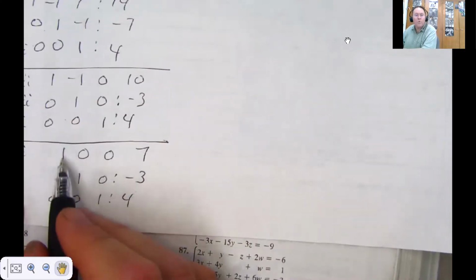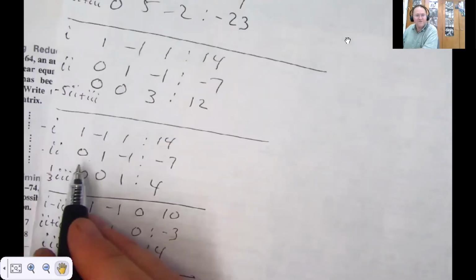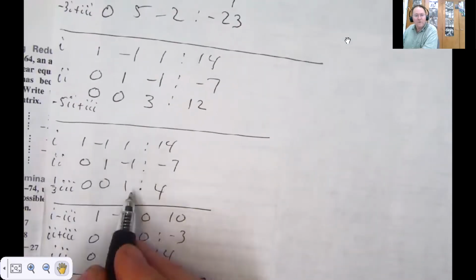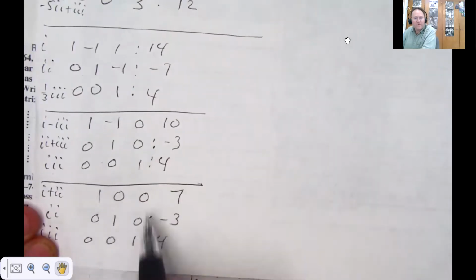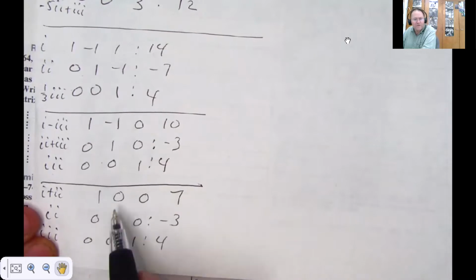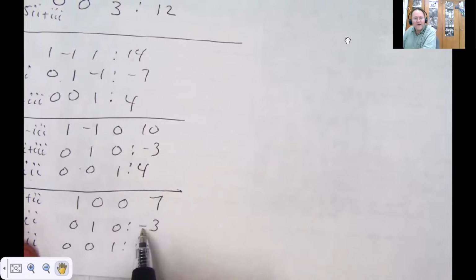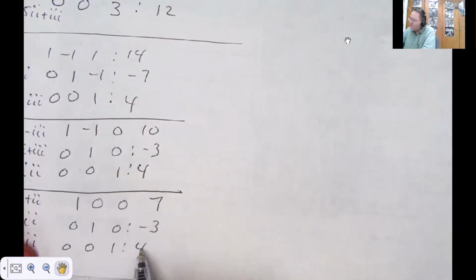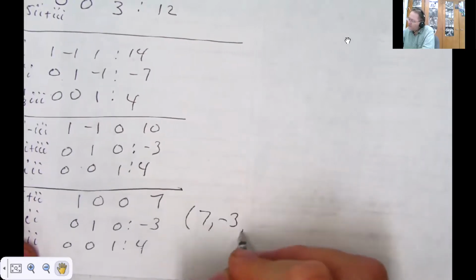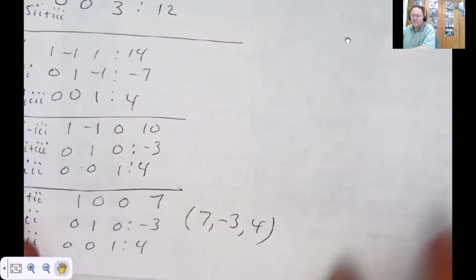And there it is, y'all. This is now not just in echelon form, not just row echelon form, where all these are ones and everything below is zero, but in two extra steps I was able to get it in reduced row echelon form, everything above and below zeros. So that means X is 7, Y is -3, Z is 4 as an ordered triple. There it is, okay?